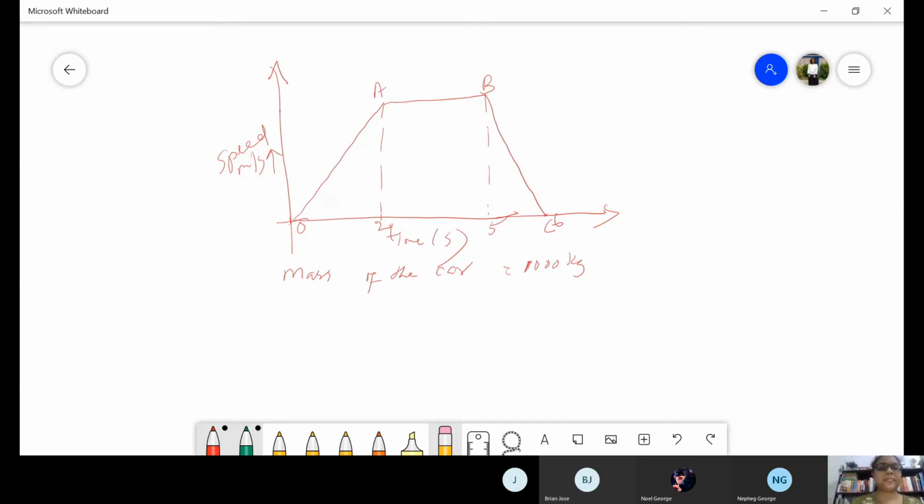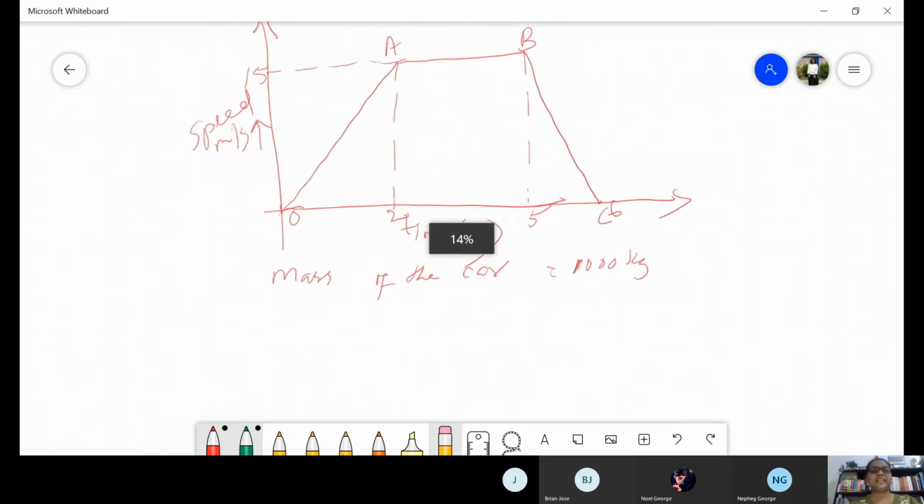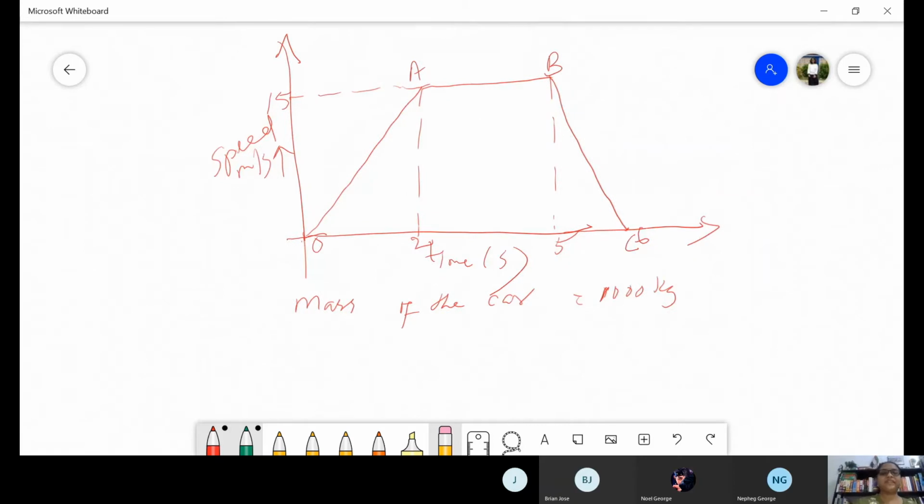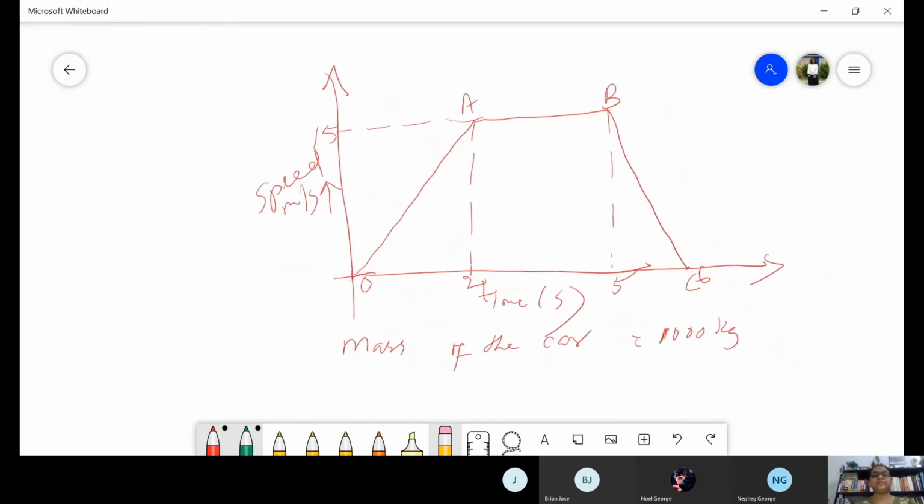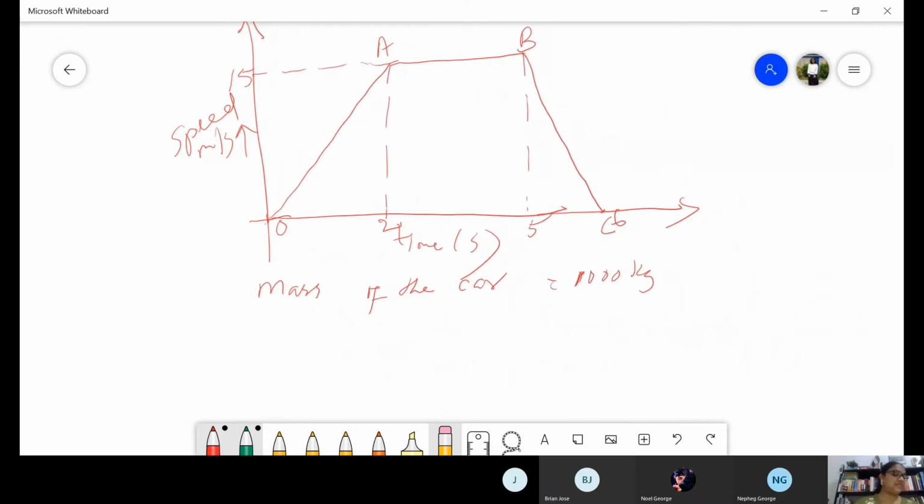And here the speed is given as 15 meter per second. So find the distance covered by the car in the first 2 seconds. In the first 2 seconds means, you can see that the car starts from O. It reaches A in time 2 seconds. So you know how to find out the distance travel, right? Distance travel will be the area under the graph. So which part of the figure do we have to take, because we are supposed to find out the distance covered by the car in the first 2 seconds?